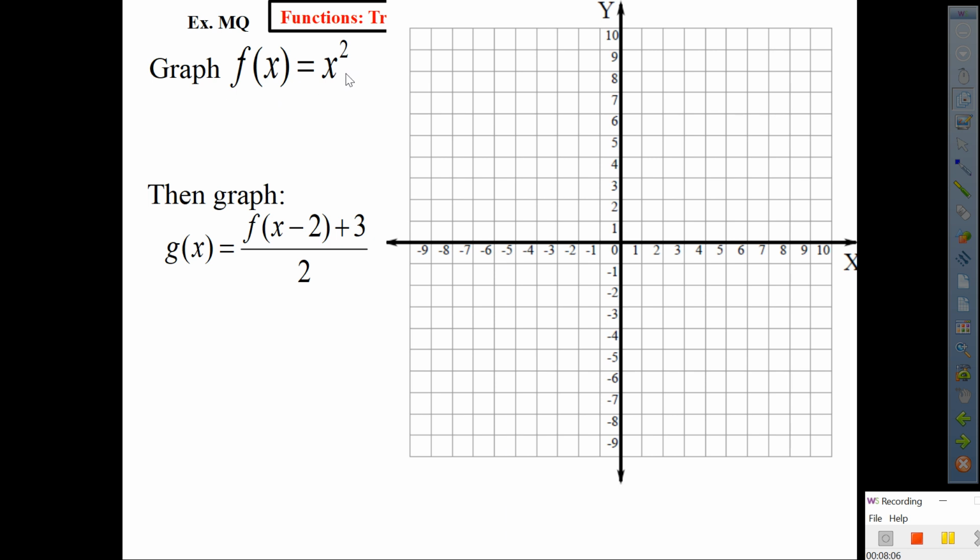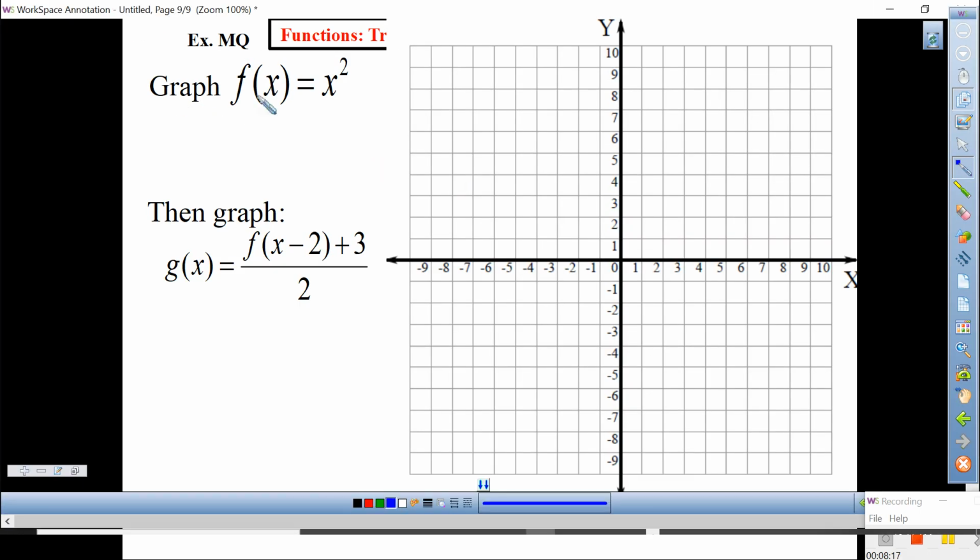It's the parent function. So the very first thing when they ask you to graph these, you should start a table right away. So let's do that. And as you start it, you should be able to fill it in as you go. Get your table going. So for example, x, f of x.